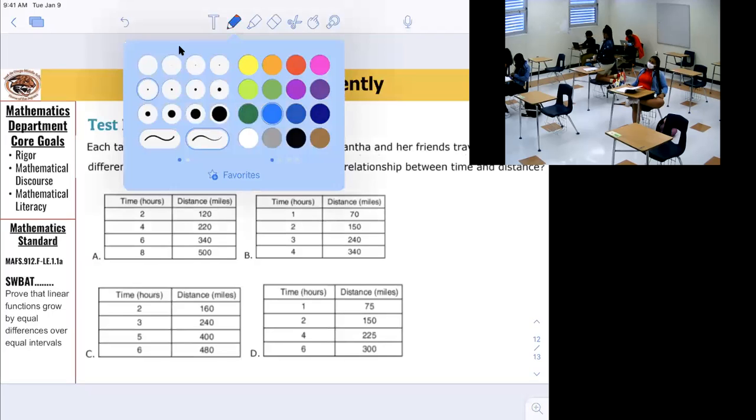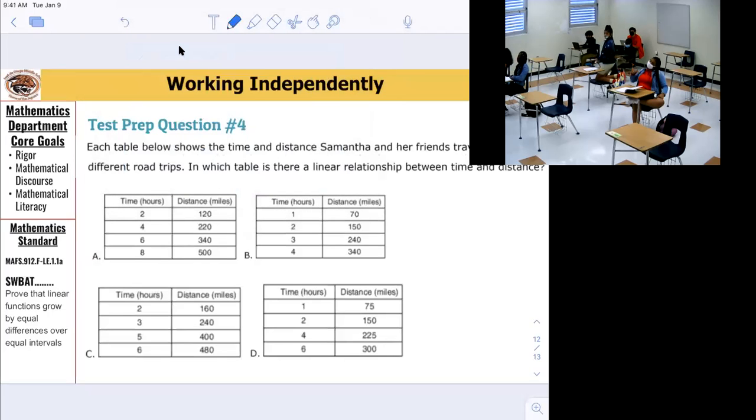Let's take a look at each of the tables. Let's start with A. In A, the first thing I notice is, what's the pattern of the X values? Is it going at a nice constant pattern? Yes. It goes 2, 4, 6, 8. So that's cool. And then you might notice that the numbers over here might be following a pattern, but these numbers are not easy numbers. So I do want to check using my formula.